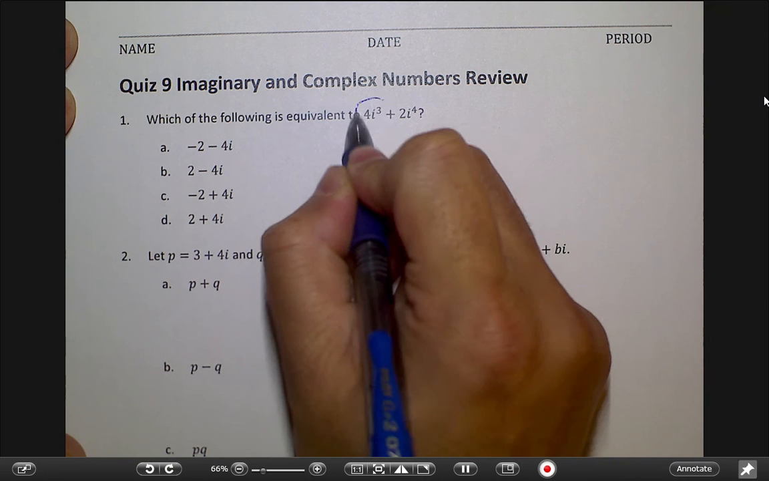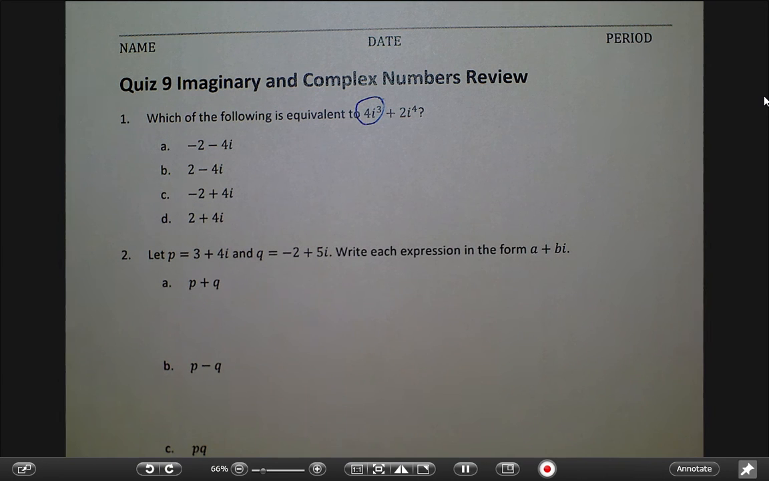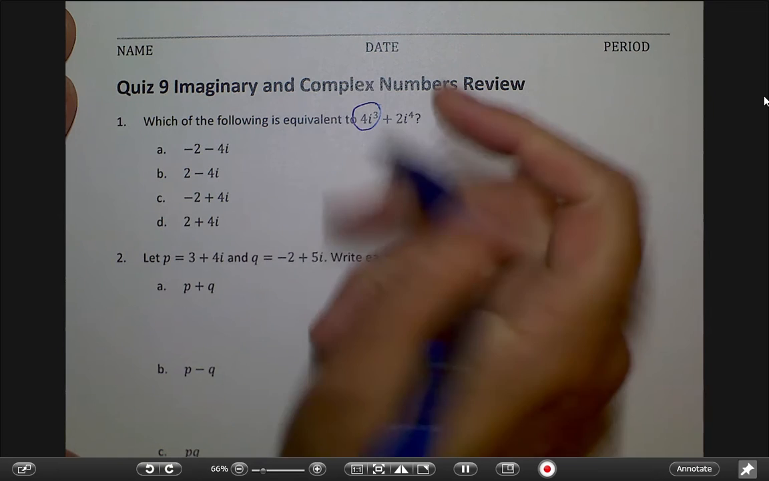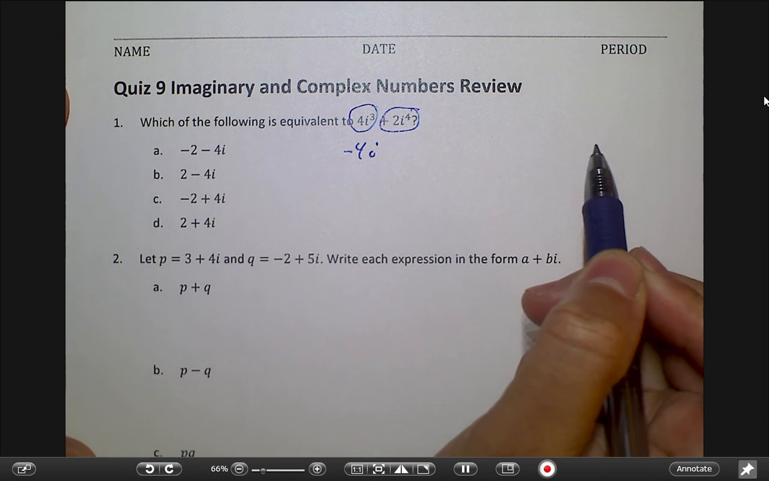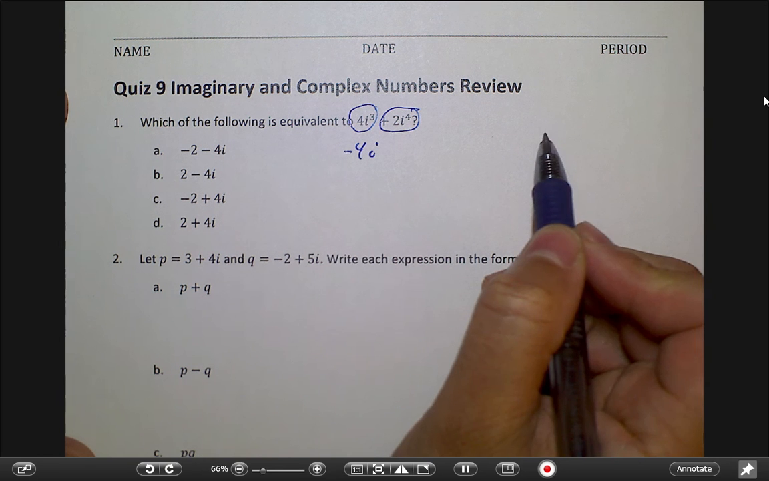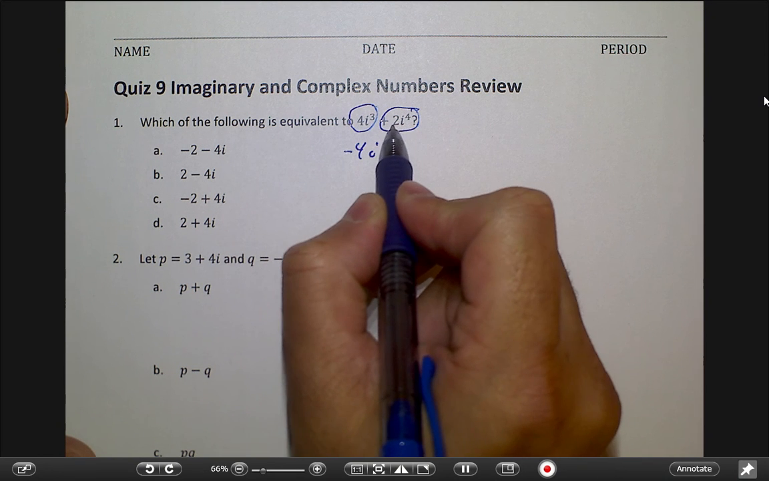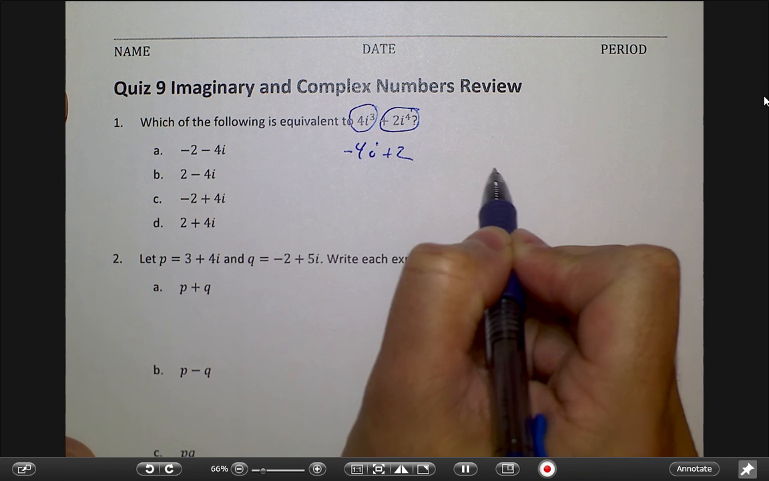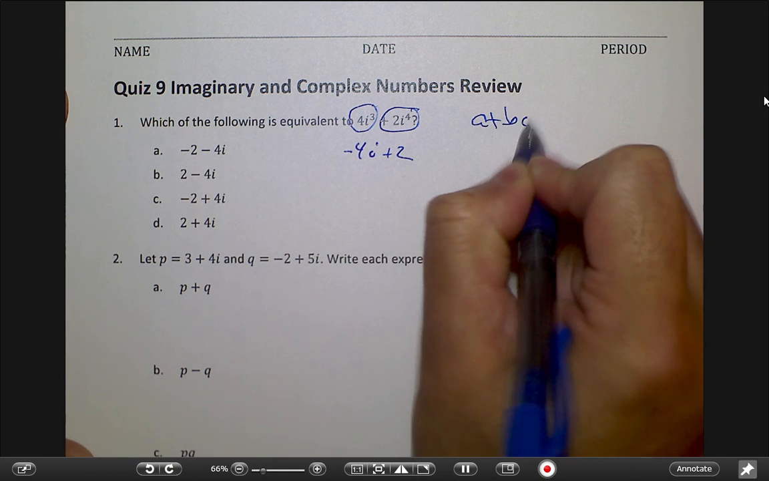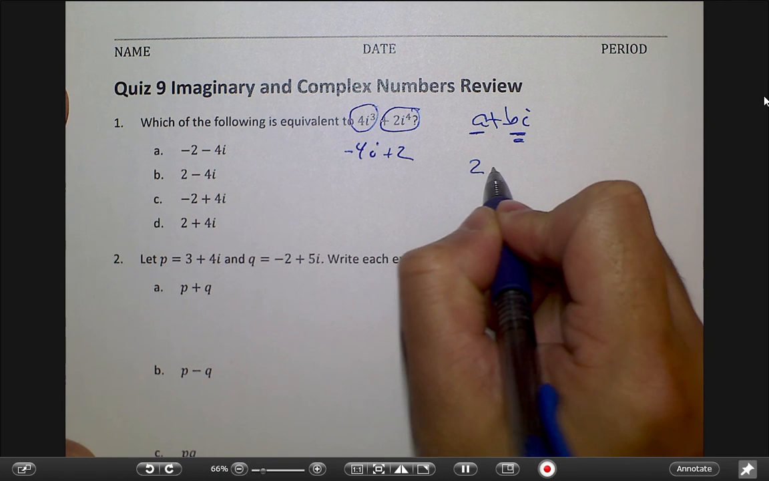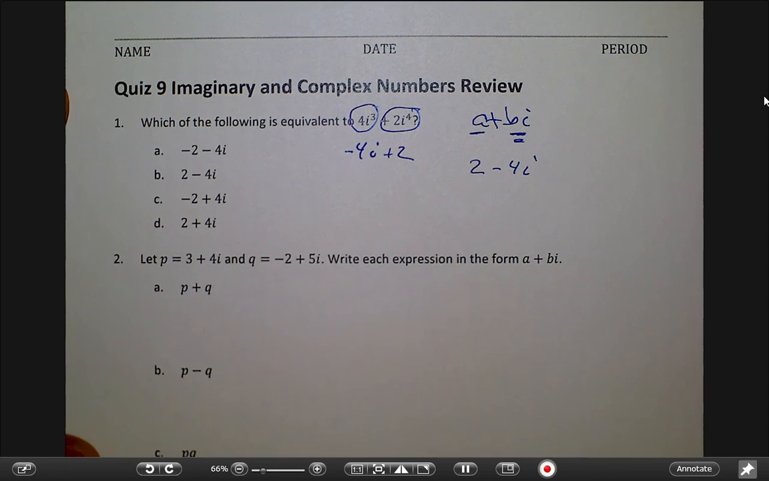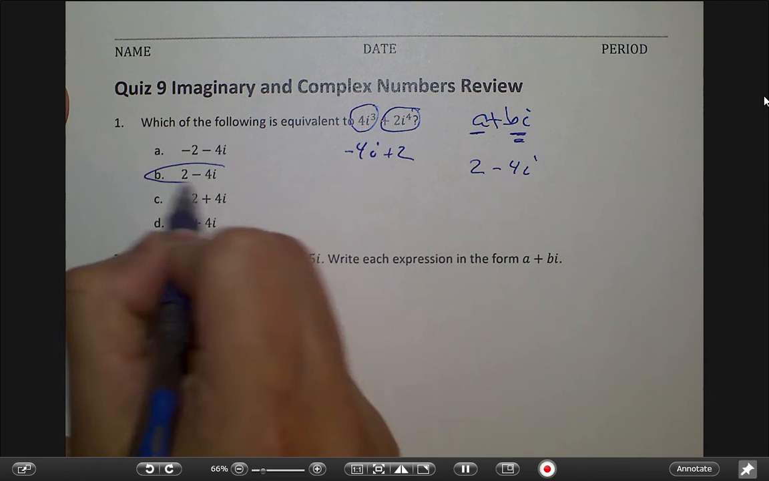So this piece right here, I to the third power. From yesterday's notes and the day before, we said I to the third was negative I. So that's going to turn this into negative 4I. And I to the fourth is positive 1, right? So 1 times 2 is just 2. Now I have to rewrite it in A plus BI form, so that my real goes first and my imaginary goes second. So it's going to be 2 minus 4I. So my answer has to be, yep.